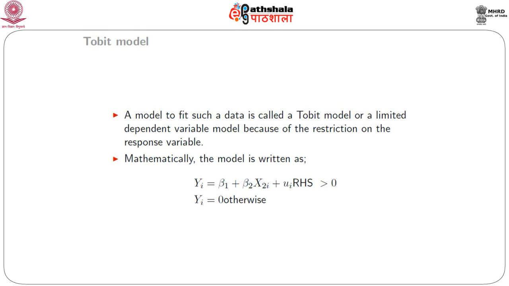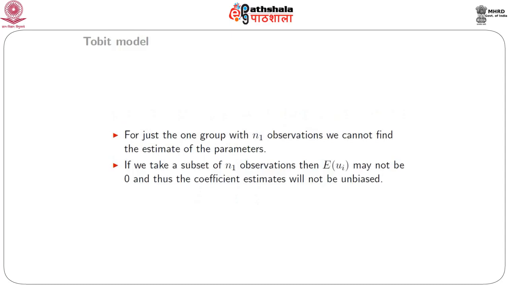Mathematically, the model is written as follows. It is given by yi equals beta 1 plus beta 2 x2i plus u2i, where u2i is the error term, if the right hand side is greater than 0, and yi equals 0 otherwise. We cannot estimate the regression using just N1 from the first group, and this is because if only N1 observations are used, then expected value of ui may not be 0, and without expected value of ui equals 0, the estimates of the coefficients cannot be proved to be unbiased.